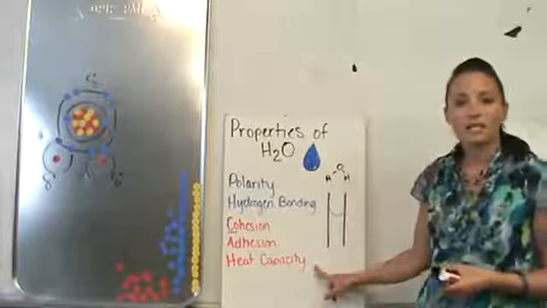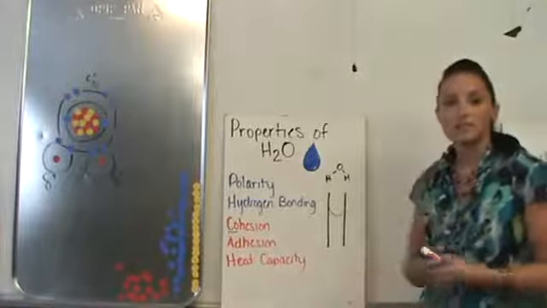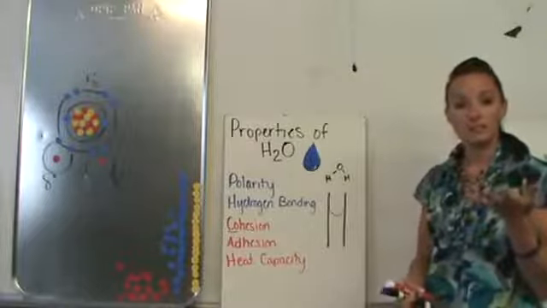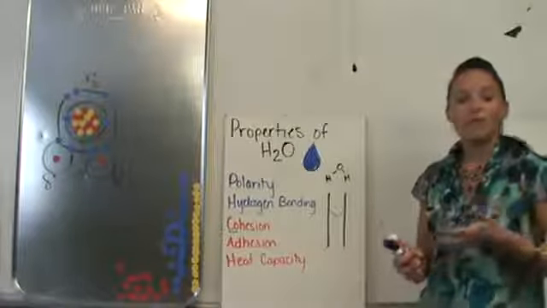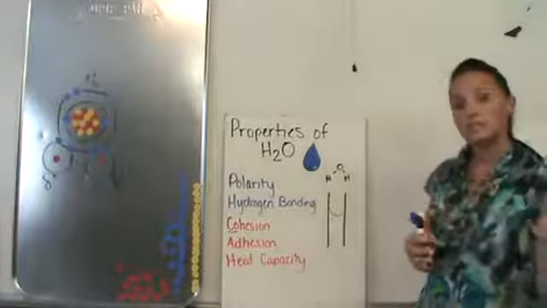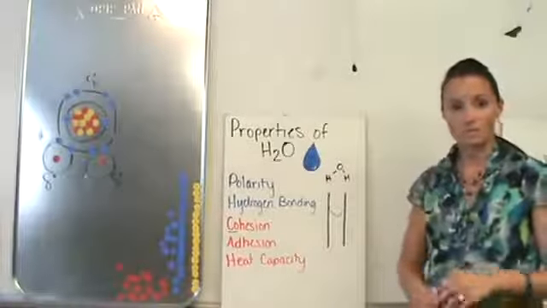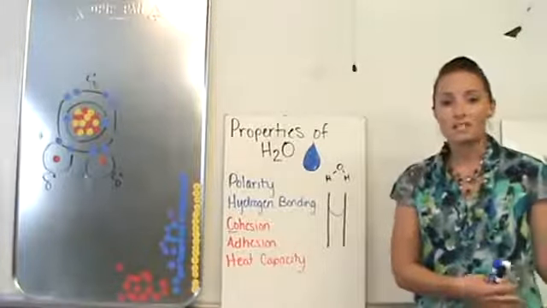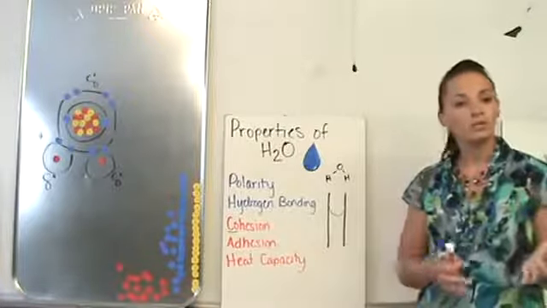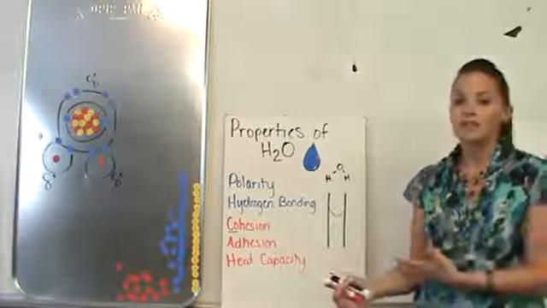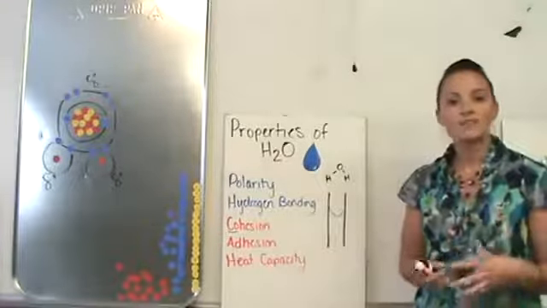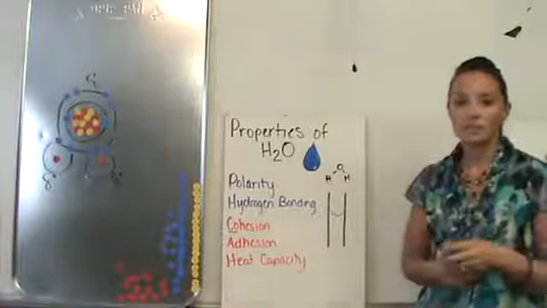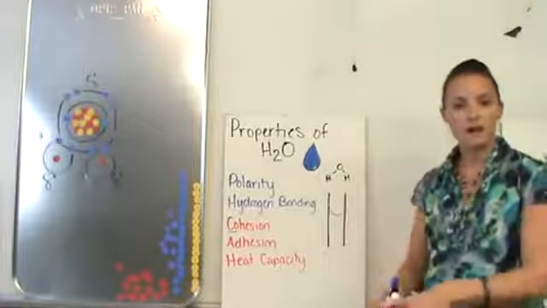A third property is called heat capacity. Now heat capacity is where it takes a lot of energy to increase the temperature of water, or a lot of energy to be released to decrease the temperature of the water. Now, think about on a hot summer day when you're out at the ocean, okay? It feels a lot cooler out in the ocean than it does out in the city. And the reason for that is because the water is absorbing so much heat and it's not increasing in temperature as much as the surface of the ground.